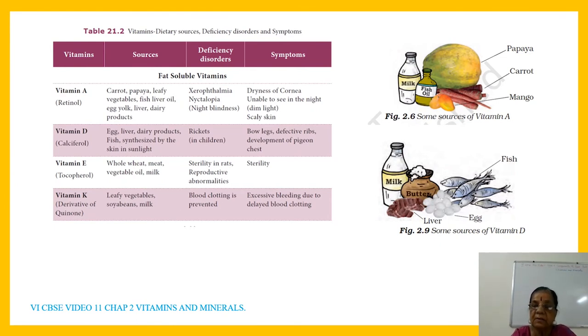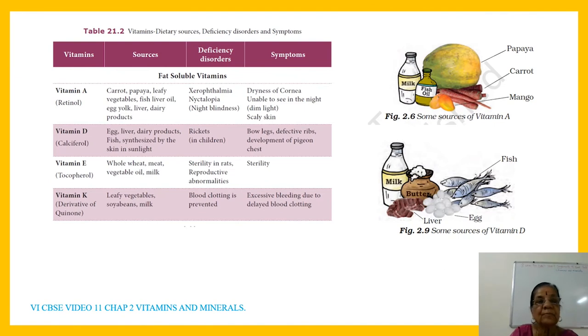And the symptom is that they are sterile in nature. And vitamin K: leafy vegetables, soya bean and milk. And blood clot can be prevented. Deficiency disorder, blood clotting is prevented. Normally for blood clot, vitamin K is essential. And excessive bleeding is due to delayed blood clot. If vitamin K is not in proper quantity, the excessive bleeding will be due to delayed blood clotting.